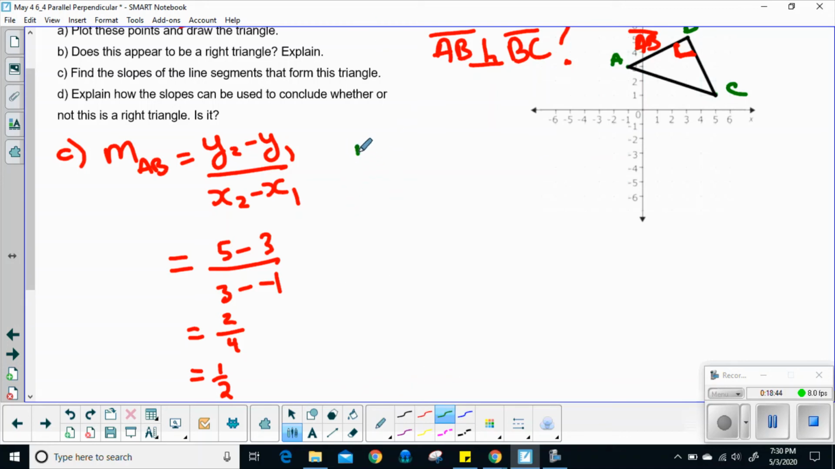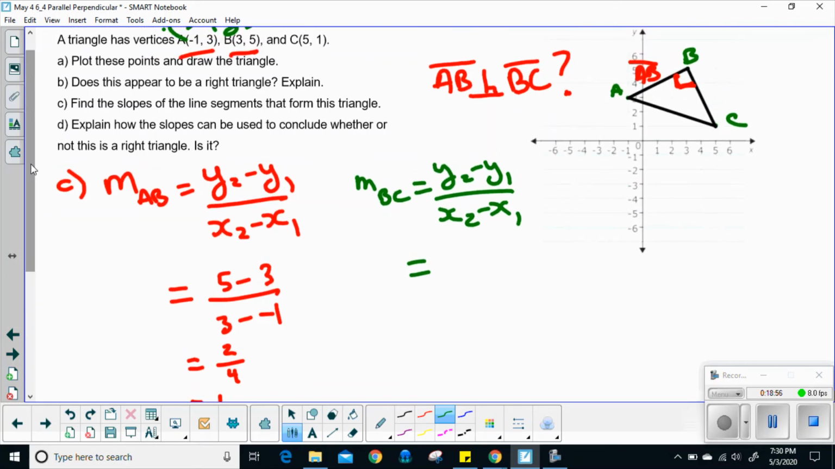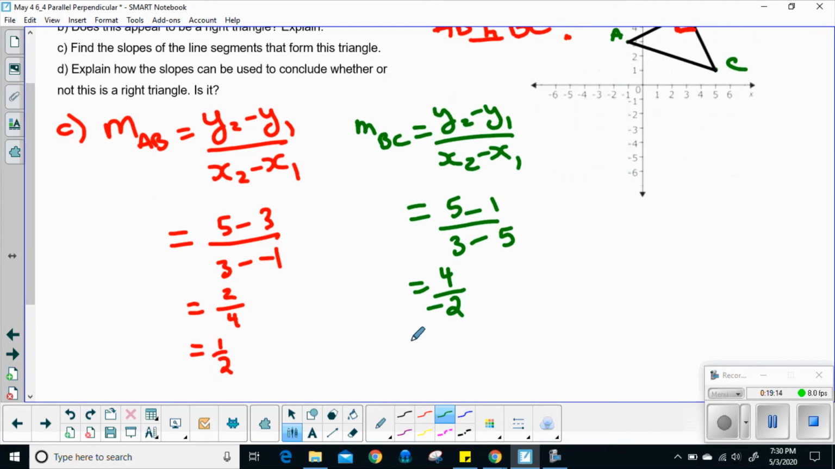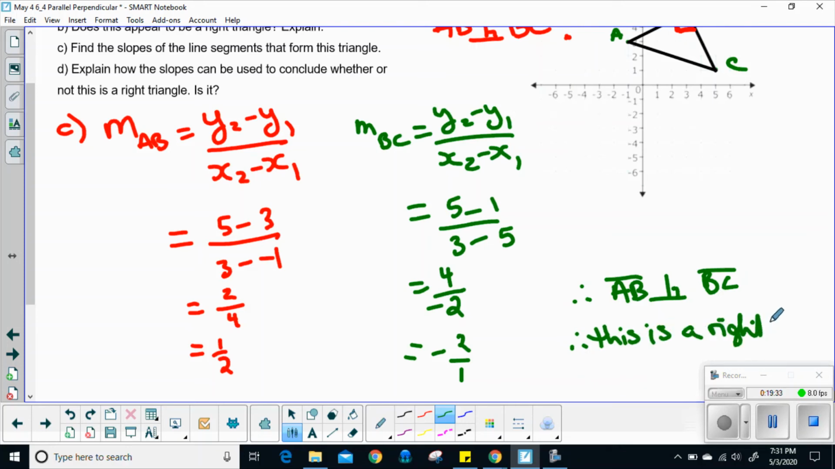Let's do the slope of BC. Again, we're going to do y2 minus y1 over x2 minus x1. So point B, oh, I lost my vertices. Here we go. So dot B is at those values, and C is at these values. 5 minus 1 is 4. 3 minus 5 gives me negative 2. Simplify those, and that gives me a value of negative 2 over 1. And look at that, flip the fraction, change the sign, therefore AB is perpendicular to BC, therefore this is a right angle triangle. And you're done.